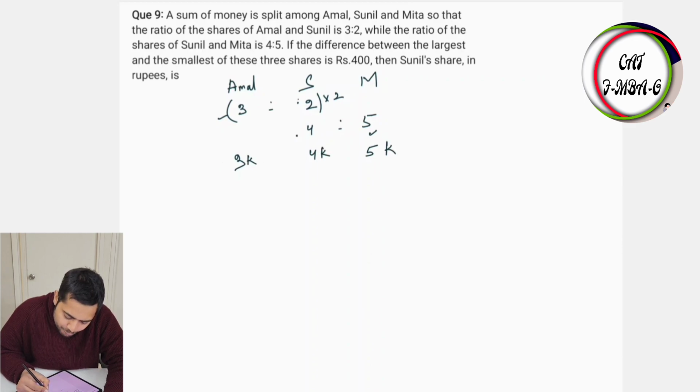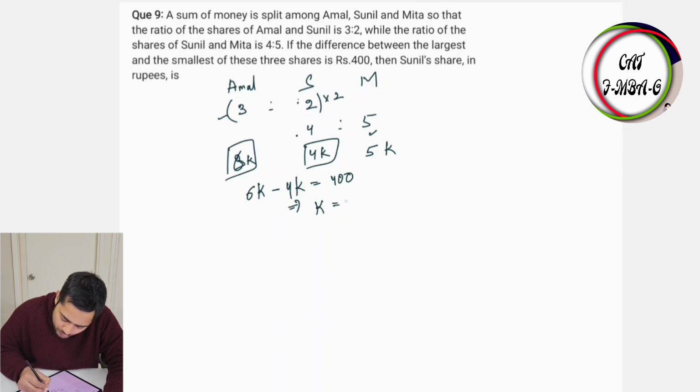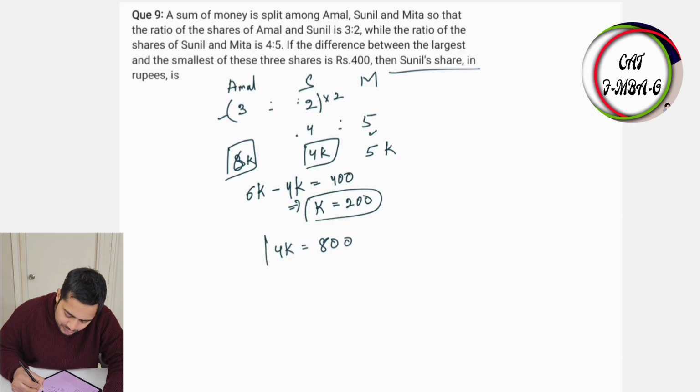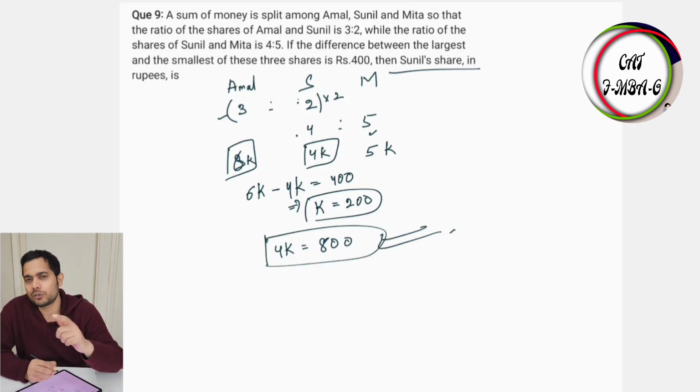It is given that the difference between the largest and smallest. So, sorry, this is 6k. Largest is 6k, 6k minus smallest 4k, 4k is equal to 400. That implies k is equal to 200. Sunil's share is 4k, so it is 800. This is the right answer. Okay, let's move on to the next question.